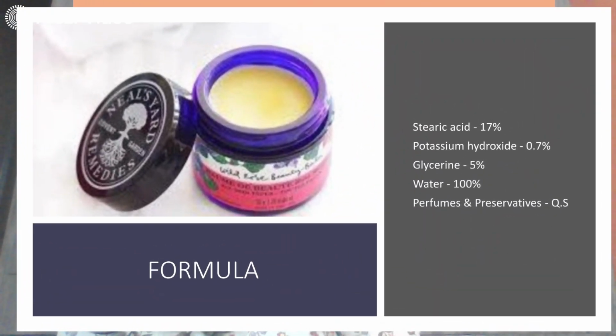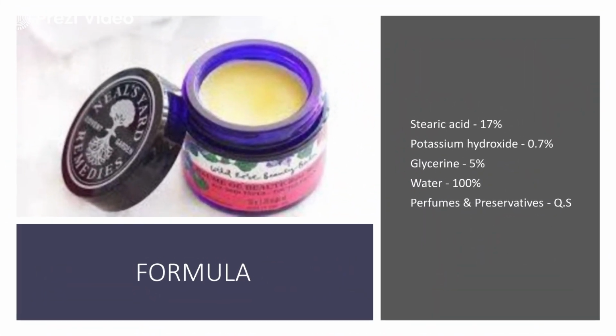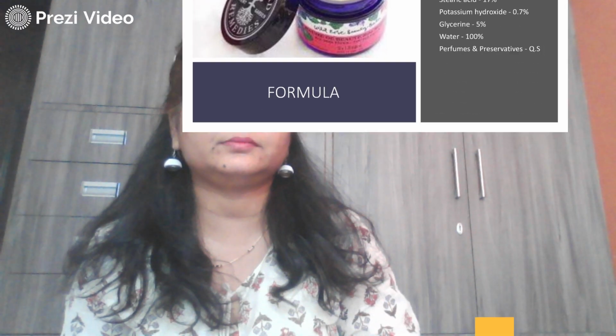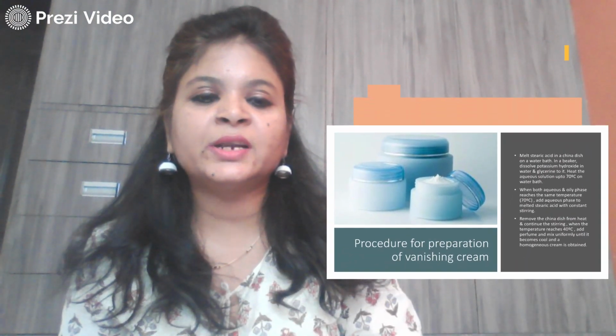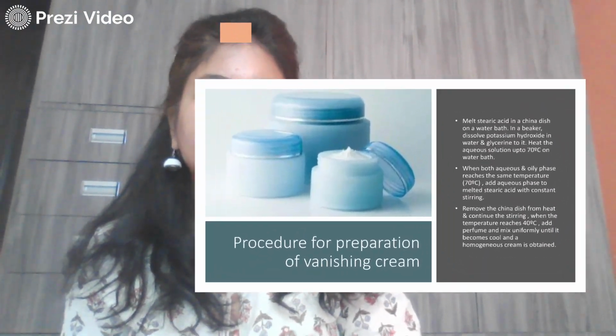So when you talk about the formulation of vanishing creams, they are basically composed of stearic acid in combination with alkalis like potassium hydroxide, humectants like glycerin, water, perfumes and preservatives. So let us now try to understand the preparation of the vanishing creams.